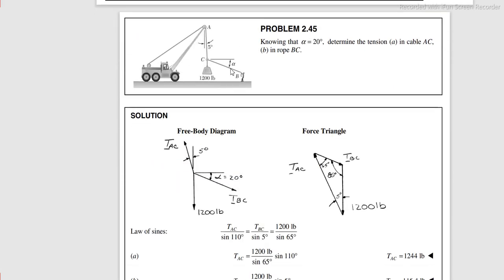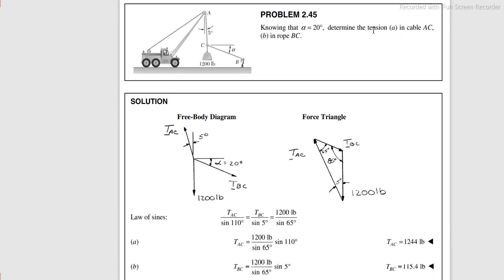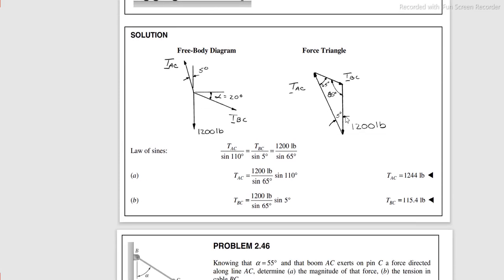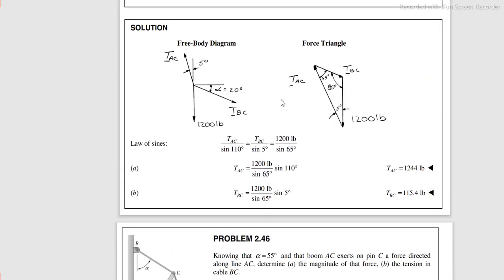Problem 2.45. Knowing that alpha equals 20 degrees, determine the tension in cable AC and in rope BC. This is the free body diagram and force triangle, and using the sines law, the tension will be measured this way.